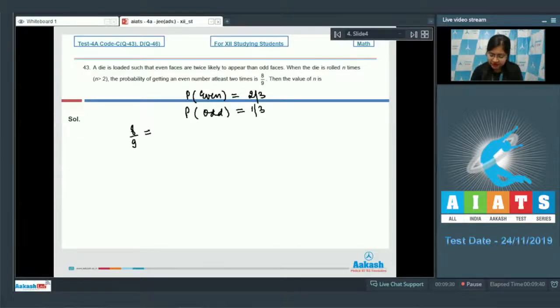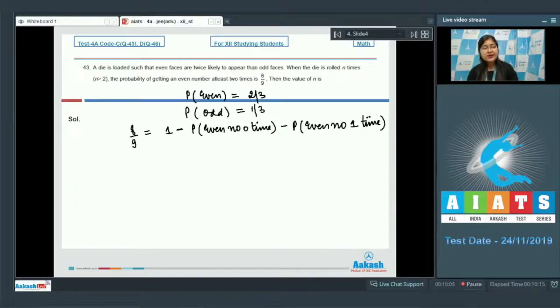So 8 by 9 is given to be equal to probability of getting an even number at least 2 times. So we can write it equal to 1 minus probability of getting even number 0 time, also subtract the probability of getting even number 1 time. So right hand side is giving us probability of getting an even number at least 2 times. Right? So 1 minus 8 by 9, that is 1 by 9, is equal to probability of getting even number 0 time, plus probability of getting it 1 time. It is rolled for n times.